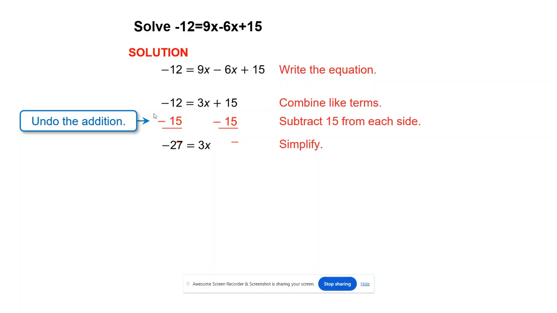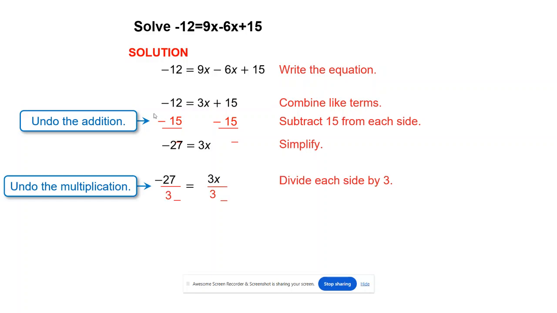Finally, we need to get that 3 that's being multiplied by x canceled out by dividing by 3 on both sides. When we divide by 3 on both sides, we can see that we get negative 9 equals x for our solution.